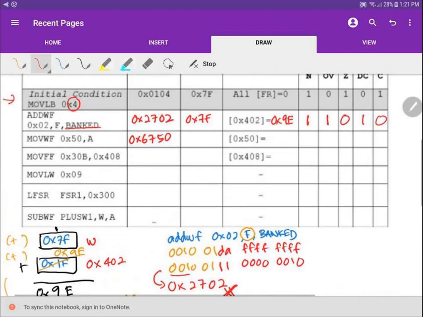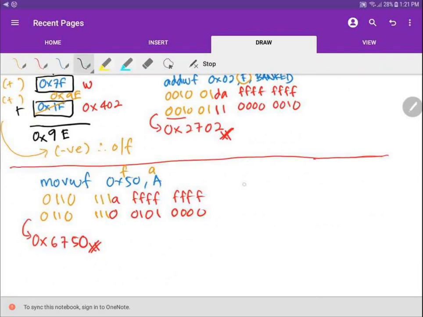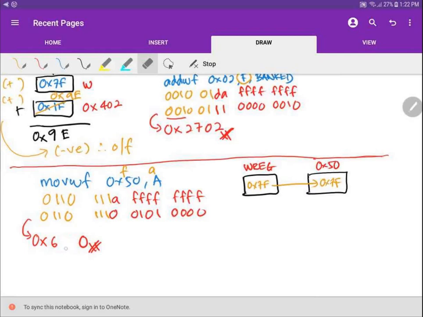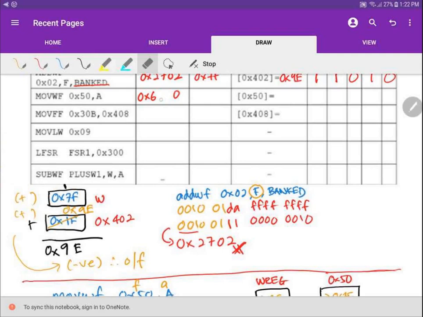Now, what is this instruction doing? This is moving from where to where? This is moving from working register to 0x50, right? This is the task that it is doing. So what is the content of working register? Yes, 7F. And if you move it here, what will be the content of 50? 7F as well, right? Yes. Which one? This one. Oh, sorry, it's not 7, it's E. Thank you. 6E50. Good, sharp eye.